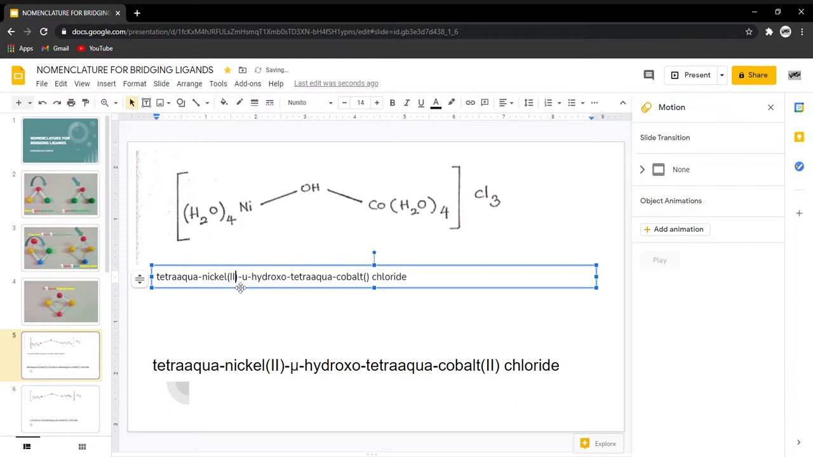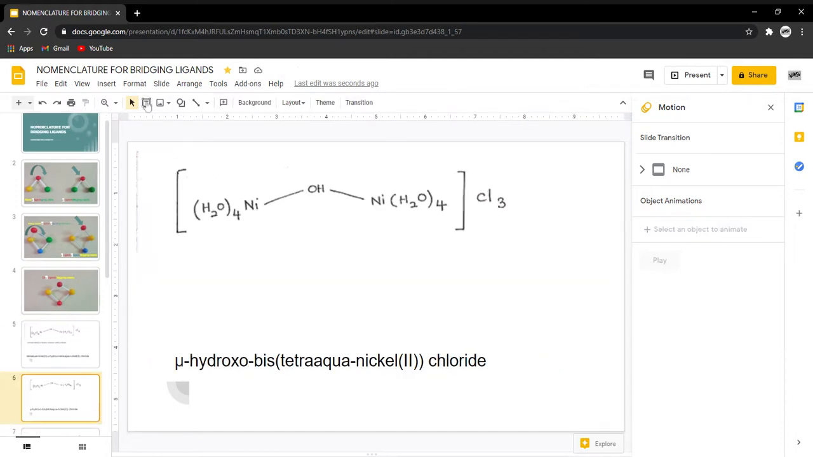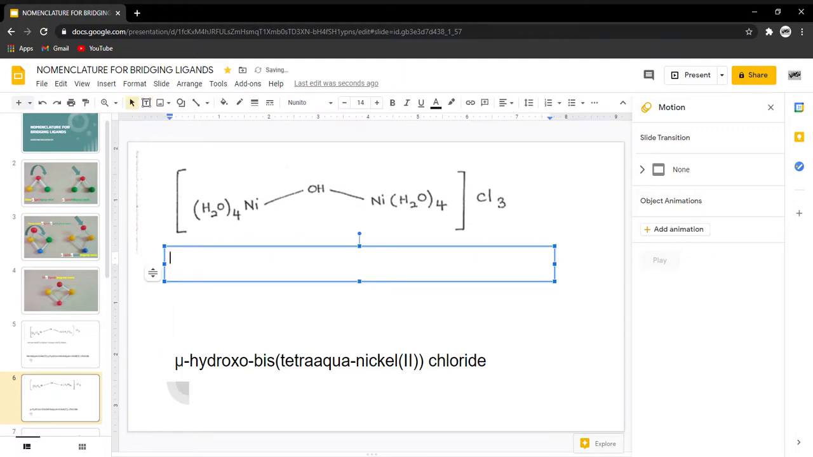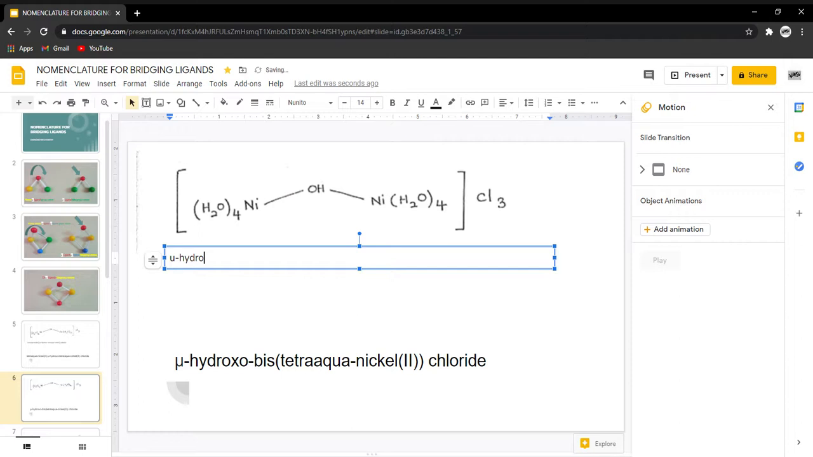You just fill the Roman numerals into the bracket. That's all. Okay, we will have another example. So here, how are the groups attached to the ligand? They are the same. So I should give the name of the bridging ligand first. Then, since the groups attached to my bridging ligands are similar, I should put the prefix bis over there.